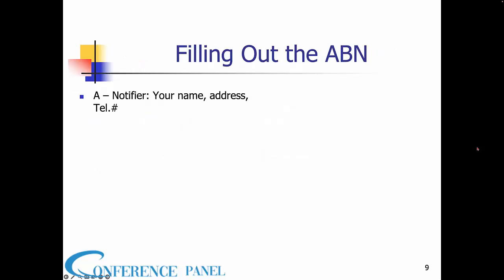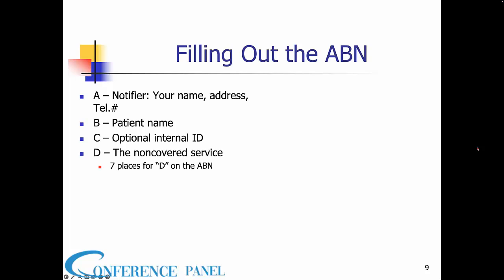01/31/26. Field A is at the top of the ABN form. It says notifier. Well, that's pretty vague. What does that mean? Well, that's you. You are the notifier. You are notifying the patient of the fact that they're going to have to pay out of pocket. So you put in your name, your address, your telephone number. B is patient name. C is a field that's optional. It's an internal ID field. Okay, well, you don't have to fill that out.